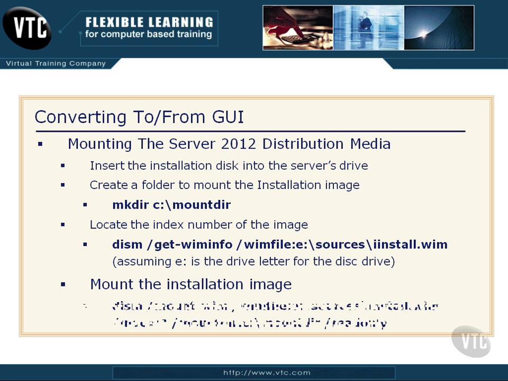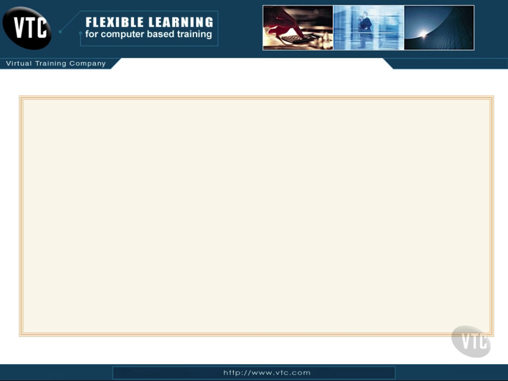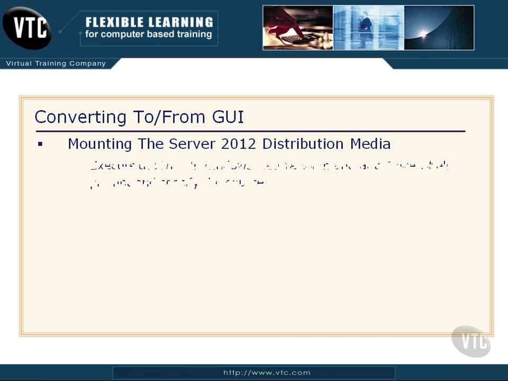Then you'll mount the installation image. You'll call dism, then you will call /mount-wim /wimfile. Again, we're assuming that that's the letter for our disk drive, E:\sources\install.wim. And then we'll put the index 2. We'll say that the index we found was 2. Then our mount directory, C:\mountdir, /readonly. That will mount the installation image as a read-only image.